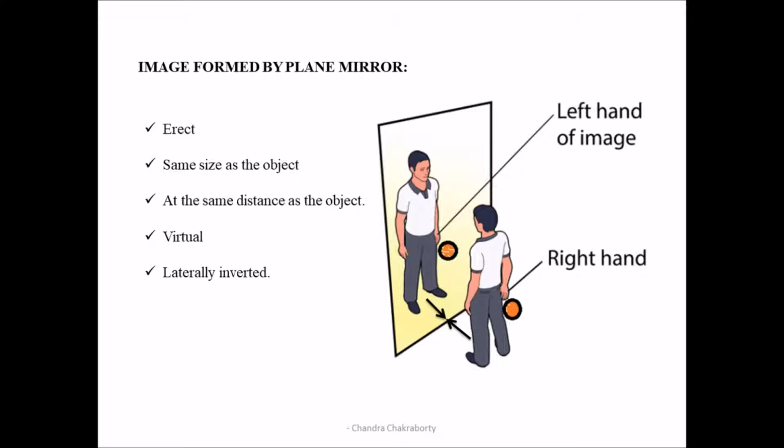And the last one is the image formed by a plane mirror is laterally inverted. To make this point clear, I have given a ball. I have drawn a ball in the right hand of the object. But in case of the image, that ball is in the left hand of the image, right? So this shows that the image formed by a plane mirror is laterally inverted. That means the left of the object is the right of the image and vice versa.